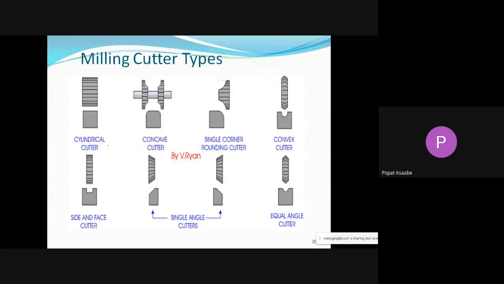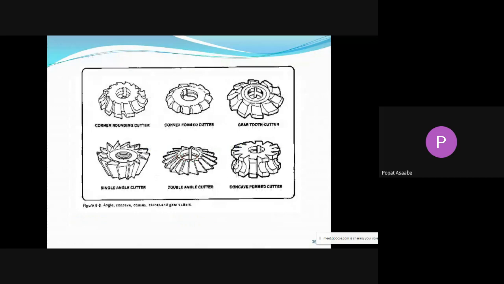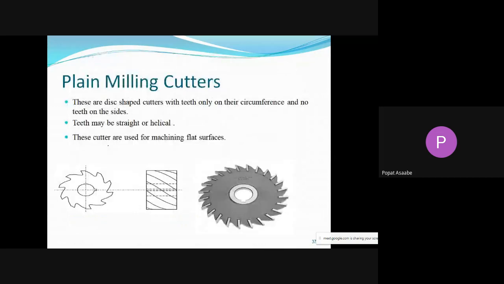Now see the different types of milling cutter. The first type is the plain milling cutter. Here we can use this plain milling cutter to perform plain milling. We know that in plain milling we produce a flat surface on the workpiece. Whenever we want to produce a flat surface on the workpiece, we perform the milling operation, and to perform it we can use this milling cutter.